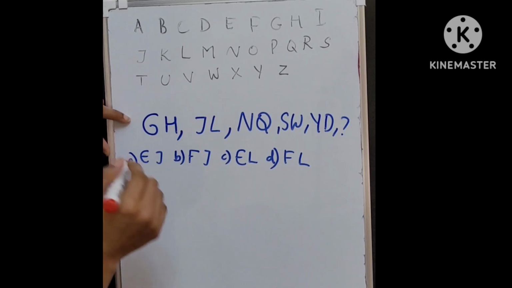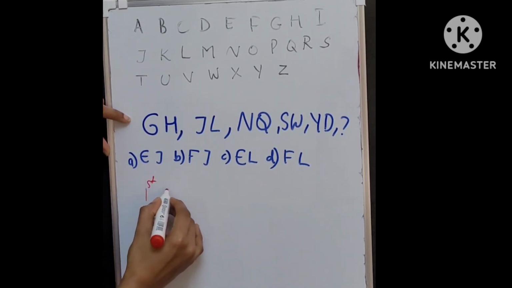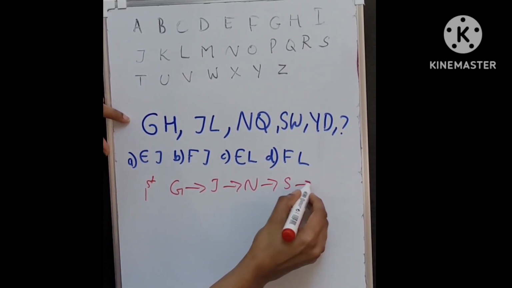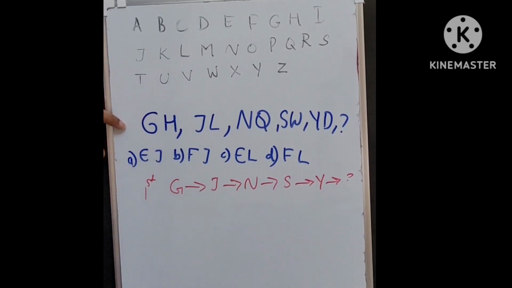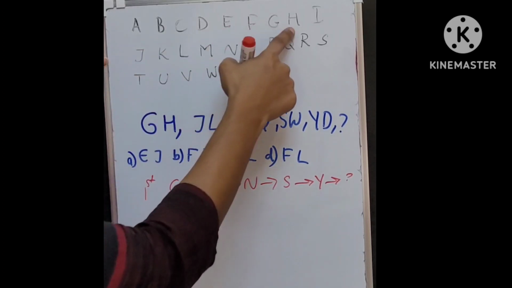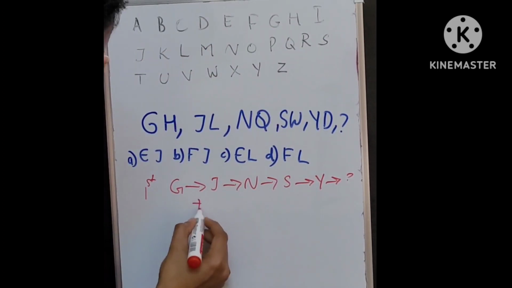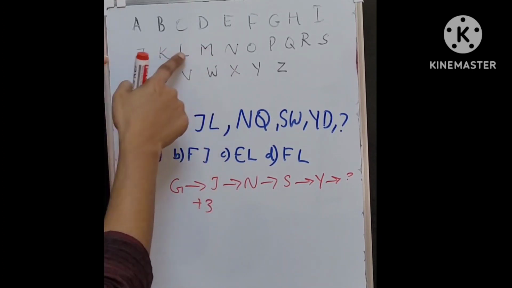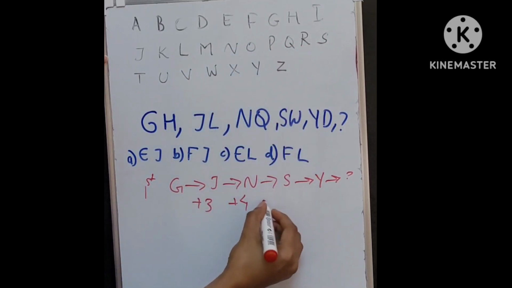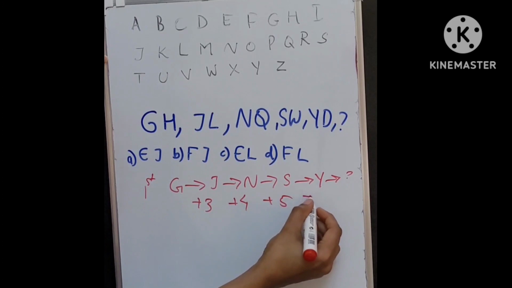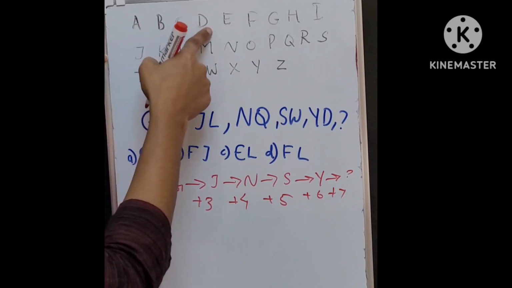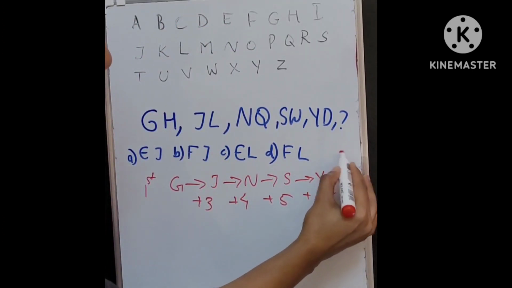Now the first letters: G, J, N, S, Y and the missing one. G to J is plus 3, J to N is plus 4, N to S is plus 5. Here the differences are 3, 4, 5, 6 and 7, so S plus 6 gives Y, and the missing one is F.